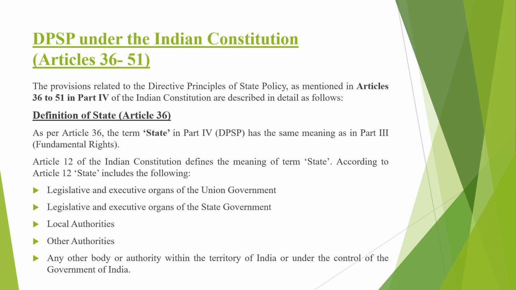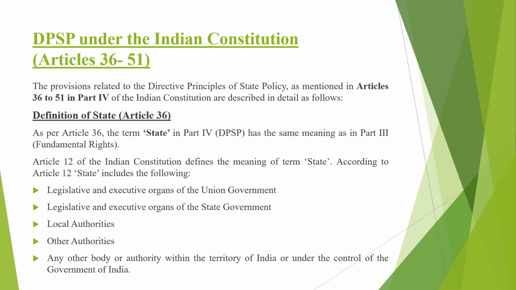Directive principles of state policy under the Indian Constitution. So the directive principles of state policy are mentioned in Articles 36 to 51 in Part 4 of the Indian Constitution. So let's start with Article 36. Article 36 talks about the definition of state.